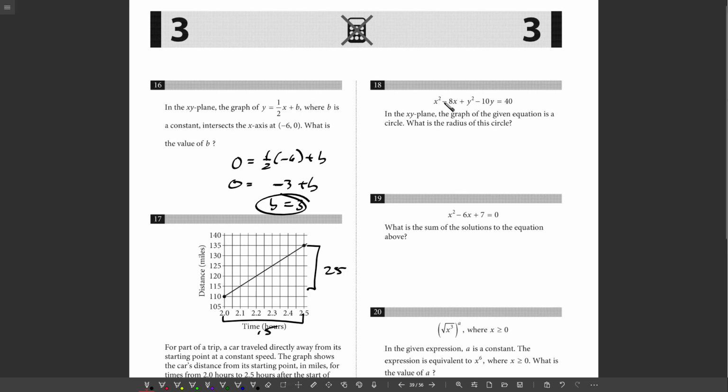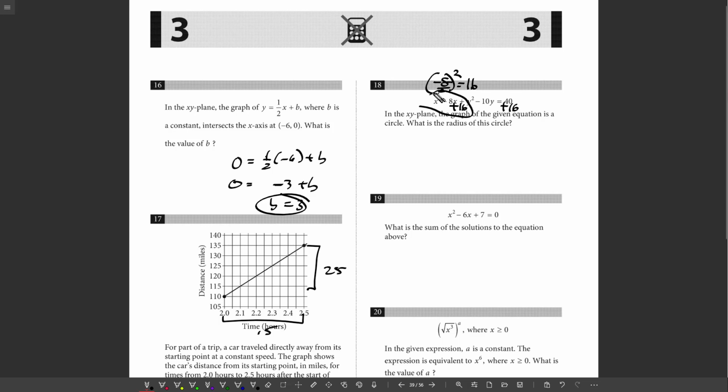18, what's the radius of the circle? So we have to essentially complete the square. We don't have to go all the way. We just need to know what's happening on this side. So -8 divided by 2 squared. This allows us to begin the process of completing the square. This is 16. So I would add 16 to both sides in order to start that process.